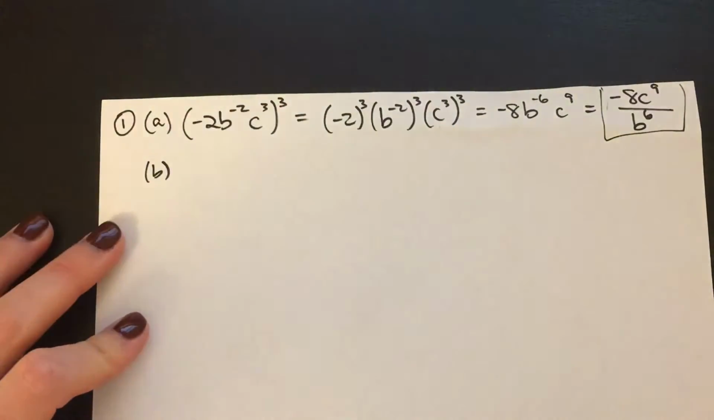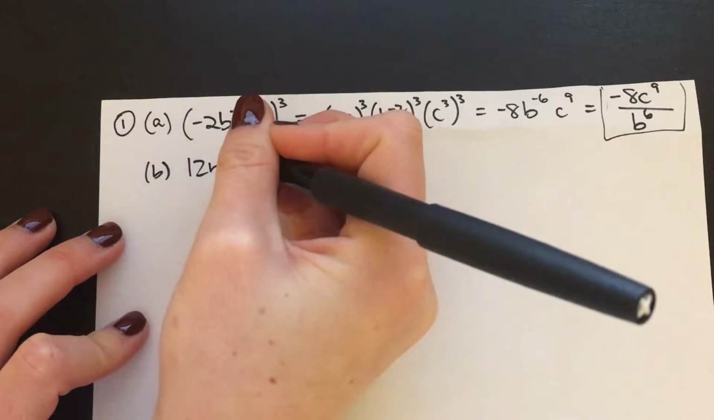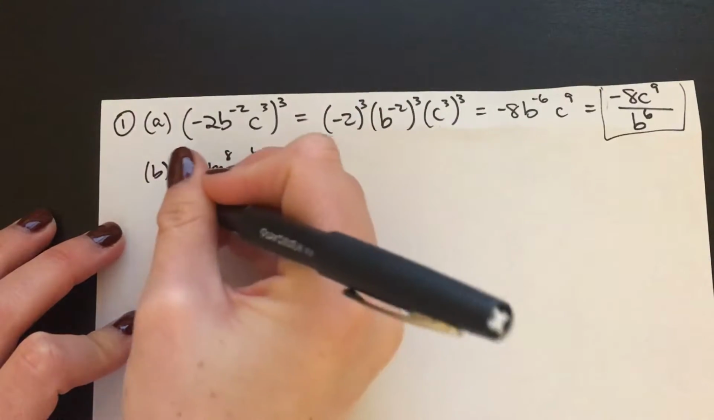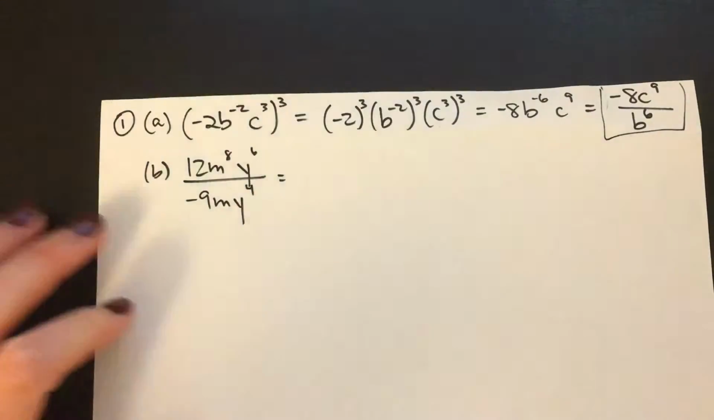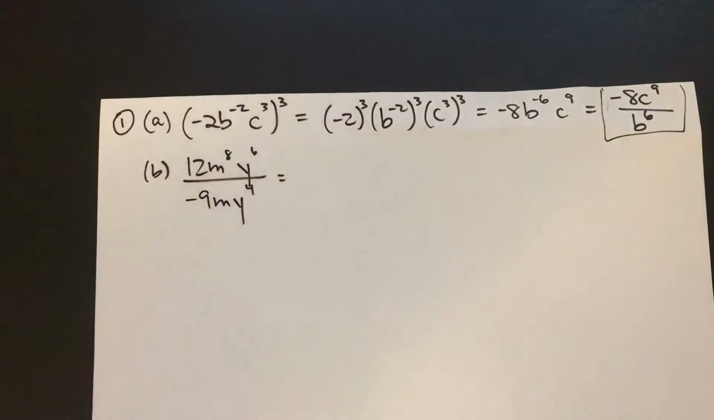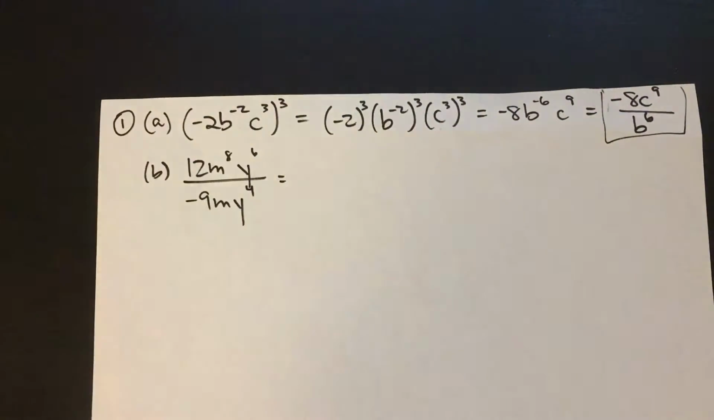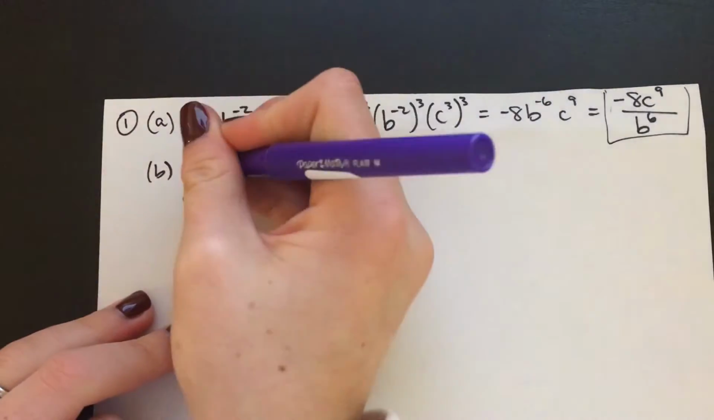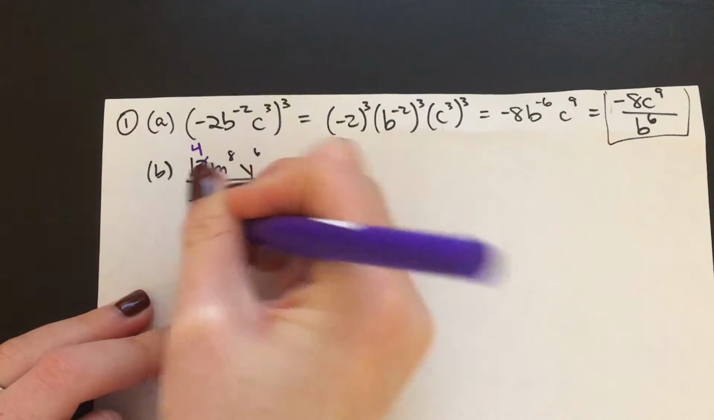For part B, we've got another monomial. We have 12 m to the 8th, y to the 6th that's in the numerator, and then the denominator is negative 9m y to the 4th. So everything that can reduce down will. The 12 over negative 9, they share a common factor of 3. So I can reduce down, kind of cancel out the 3's that they have in common. So divide this by 3, I'm left with 4. Divide this by 3, I'm left with negative 3.